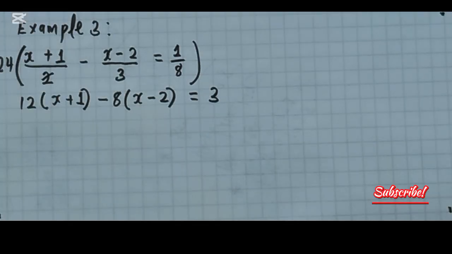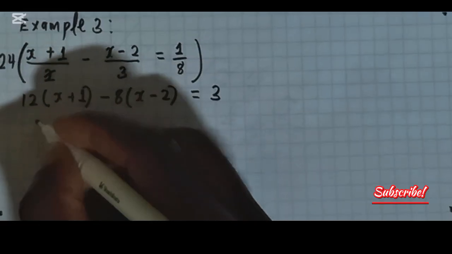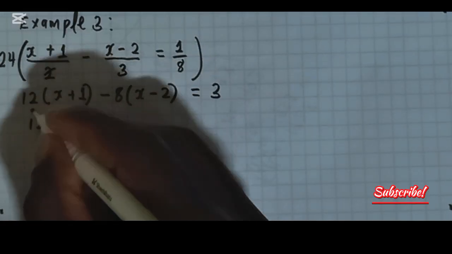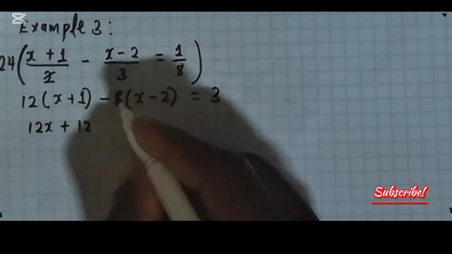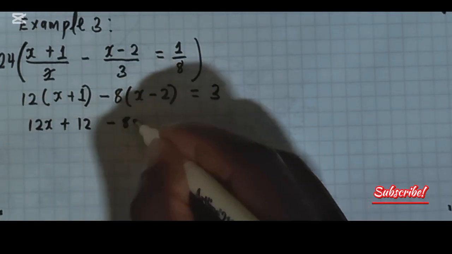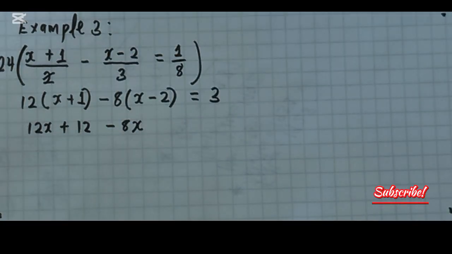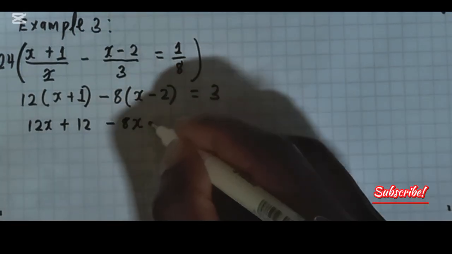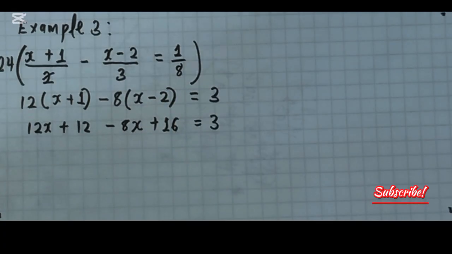After here, what we do is just do expansions and collect like terms, put unknown values on one side, and then solve for the value of x. So when we expand here, we're going to have 12 times x, 12x, plus 12 times 1 giving us 12. Then we're going to have negative 8 times x giving us negative 8x. And then negative 8 times negative 2. That is a negative number times a negative number, and that's going to give us a positive, so that's going to be a positive 16. And all that will be equal to 3.